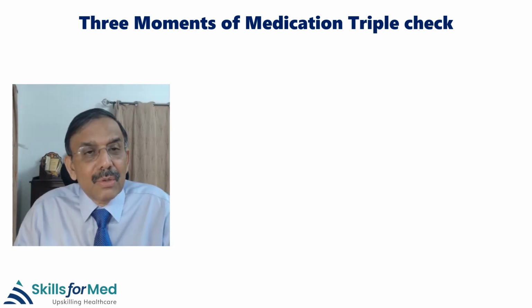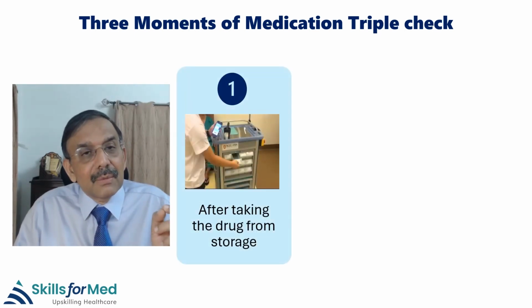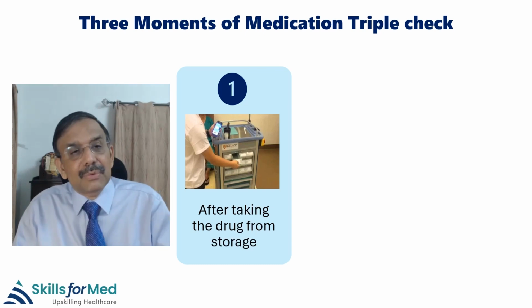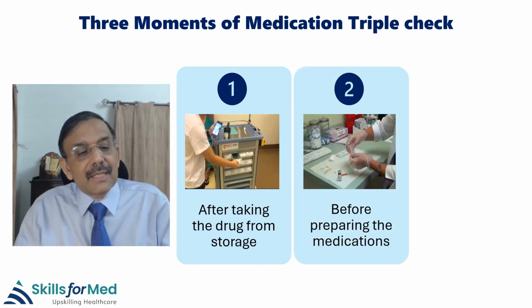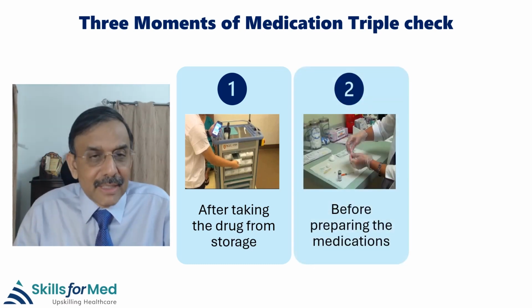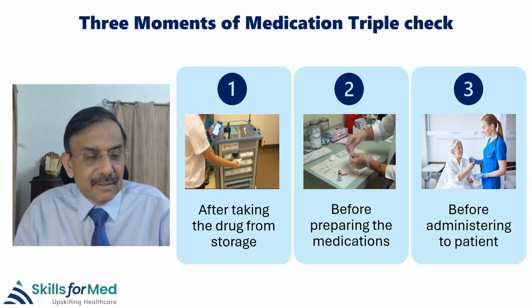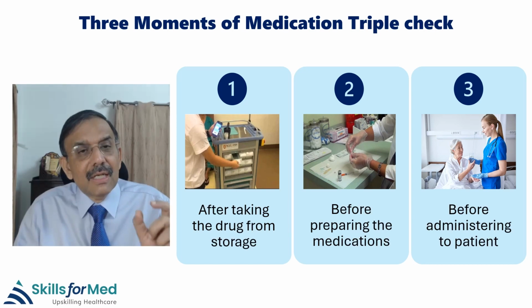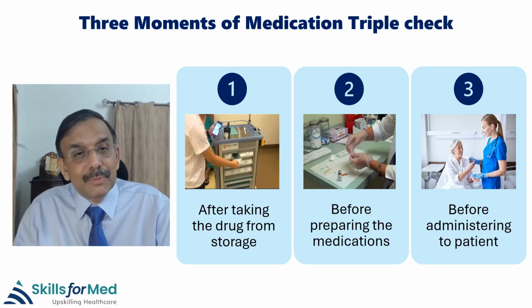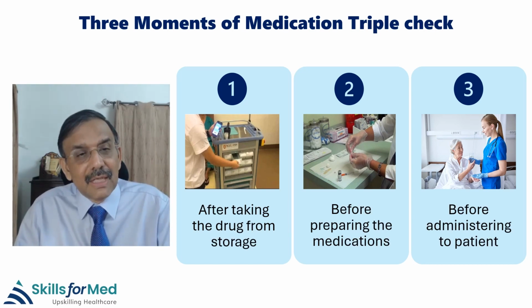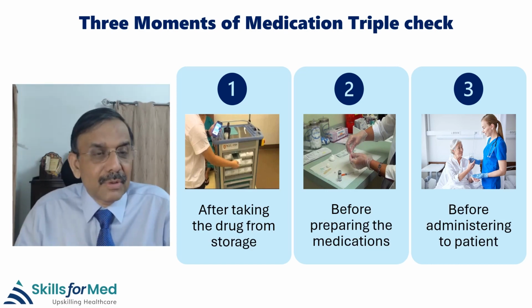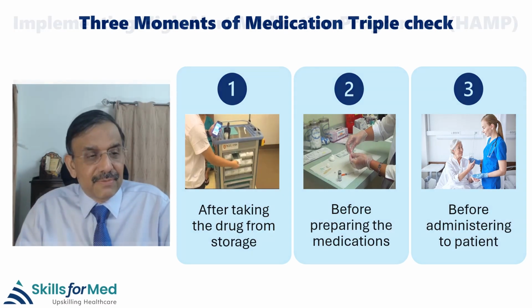So when should we check? The first check is after taking the drugs from the storage. The second check is before preparing the medications, and the third check is before administering to the patient. So the 6 rights have to be done at these 3 moments. Very, very important. So 6 rights and triple check are very important to improve medication safety.